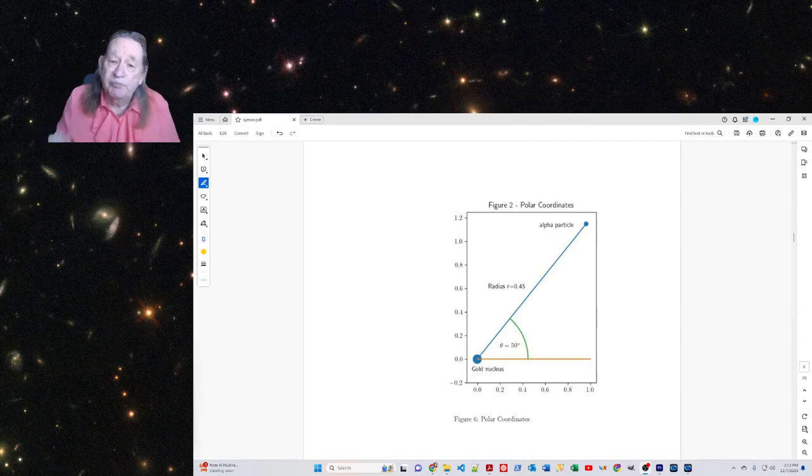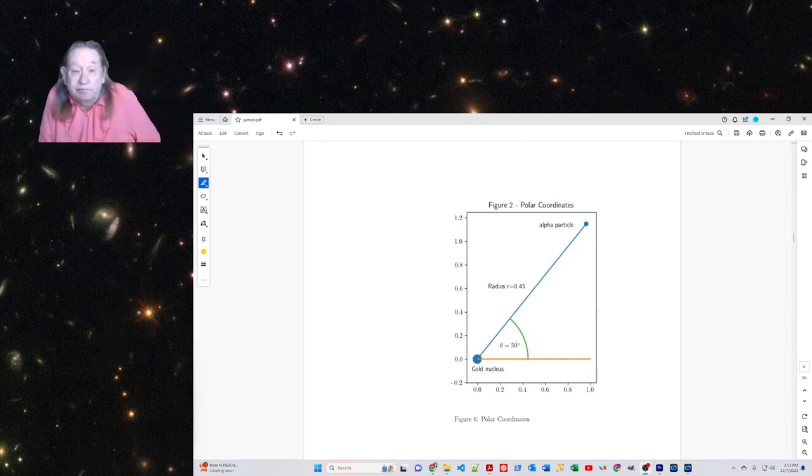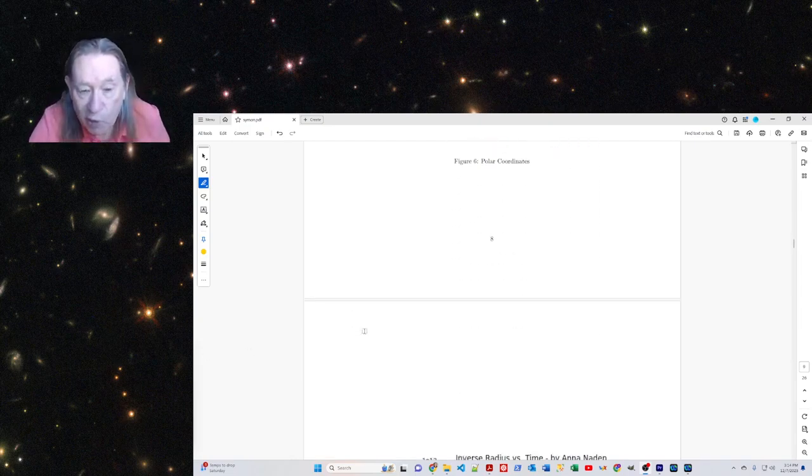Now, the calculus method, the main point of this video, is doing it with the equations rather than numerical simulation. It uses what are called polar coordinates, where instead of x and y, you have the radius, the distance between the two particles, and the angle from the x-axis to the position of the alpha particle. And I've shown that here. This is polar coordinates. And here's the transformation for polar coordinates.